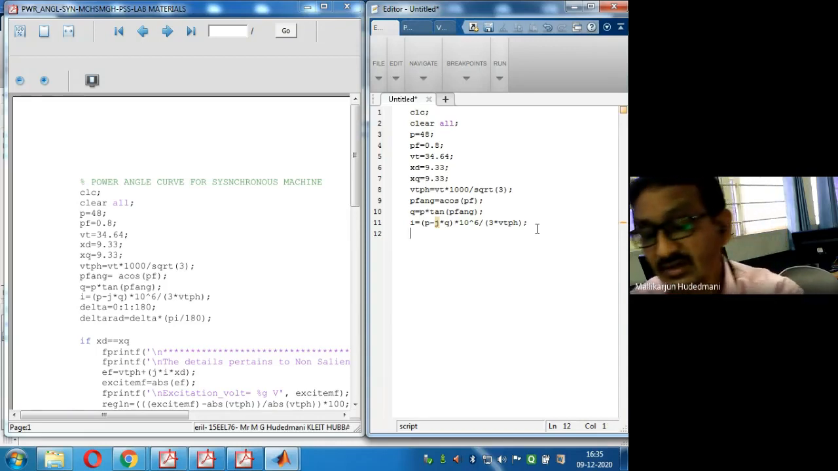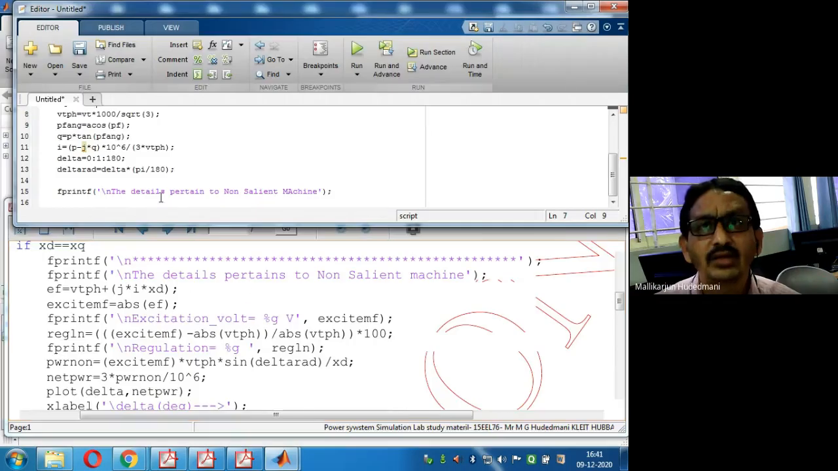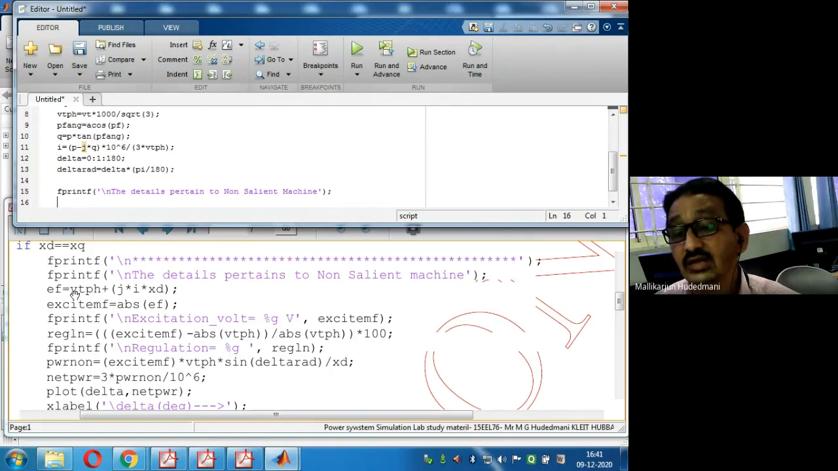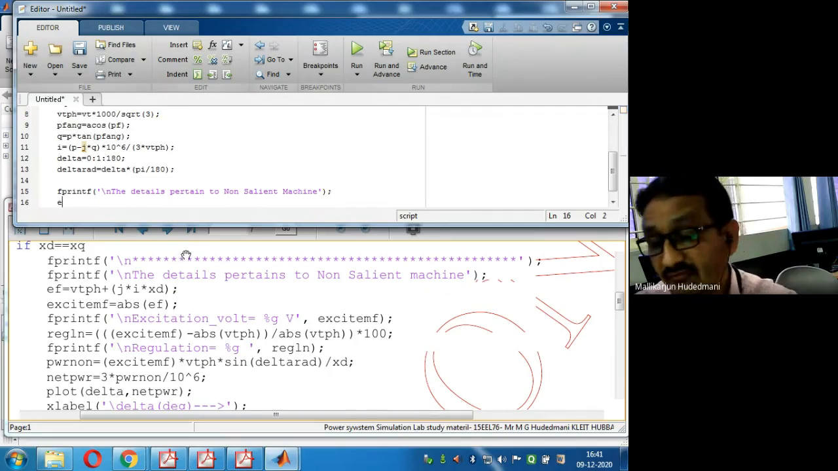Then I come down. I specify delta D. Like this, I'll copy and use it here. What I typed here, first machine: the details pertain to non-salient machine. Just I type here and go inside the machine. The next line, just see what is the next line I have. Fprintf details pertain to non-salient pole machine. Next I have excitation EMF calculation.